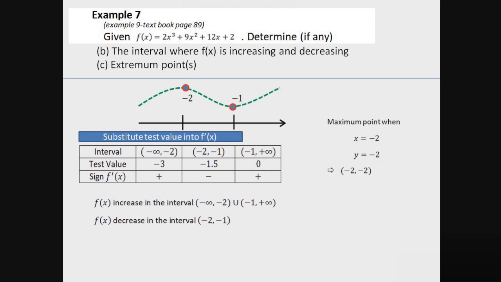The minimum point is when x is equal to negative 1. So substitute x is equal to negative 1 into f(x), and we'll get the y value as negative 3. So we get the coordinate of the minimum point as (negative 1, negative 3).